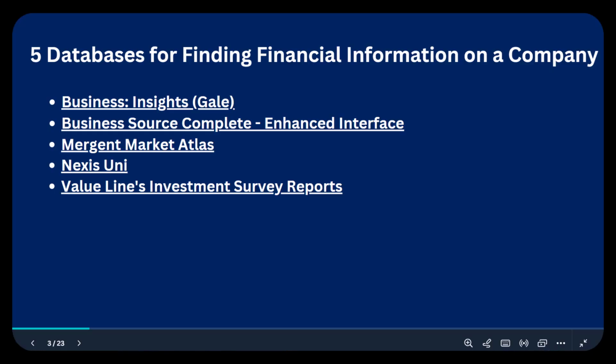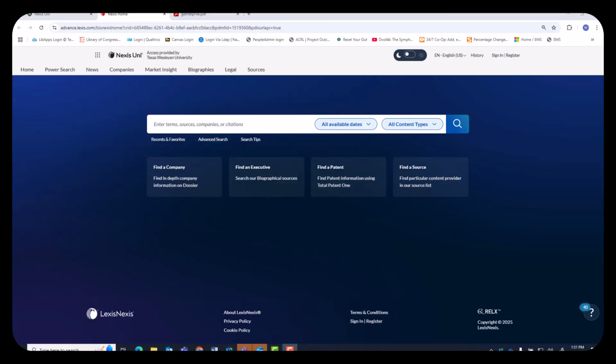The fourth database on this list is called Nexis Uni. Nexis Uni has 3 parts. It contains legal information such as court cases, legislative laws, and law review journals. It also contains business information, and the third part is news stories from many different news sources from around the world.